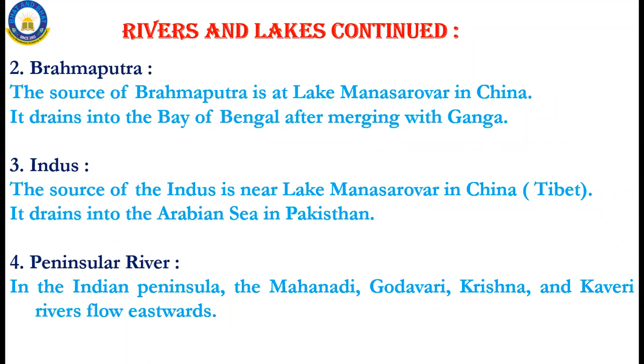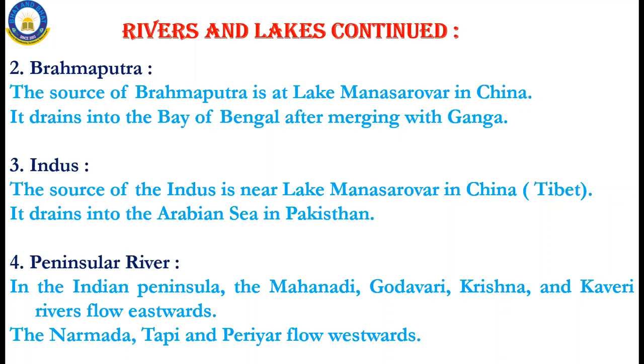And the fourth one is the Peninsular River. This river is of the Indian Peninsula, and the name is only Peninsular. The Mahanadi, Godavari, Krishna, Kaveri, this combination of rivers flows eastwards. So that is also called the Indian Peninsula. The Narmada River, Tapi River, Periyar River, all these rivers start flowing westwards. So this is about the rivers Brahmaputra, Indus and Peninsular.